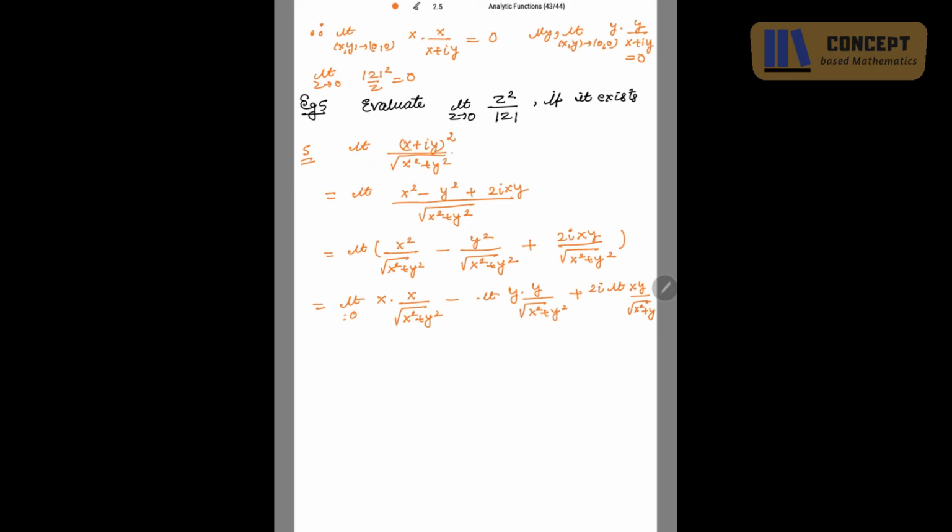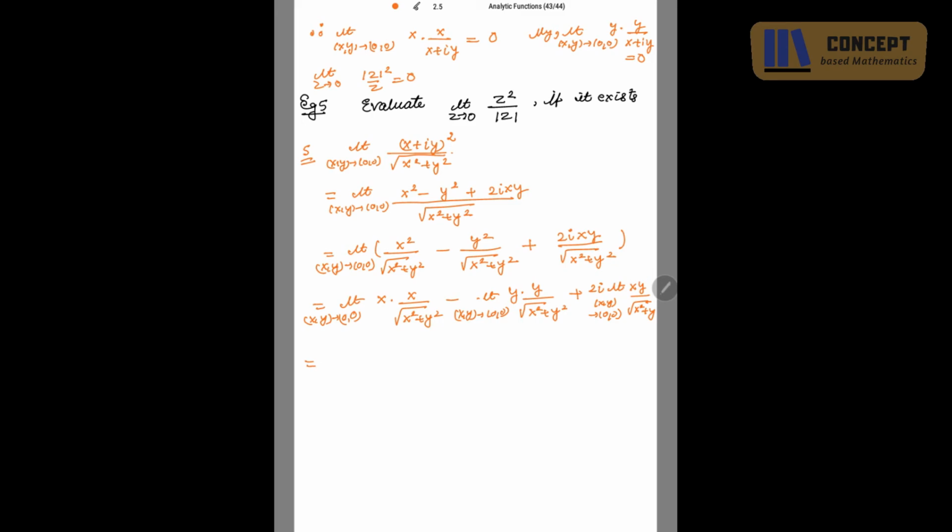So from the very start, I should write (x, y) tending to (0, 0), because the expression is now in x and y. Keep this in mind always: (x, y) tending to (0, 0).